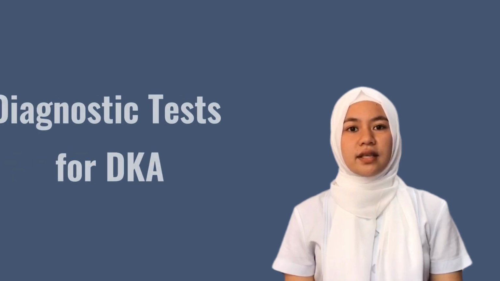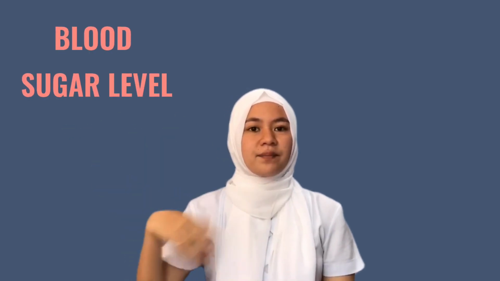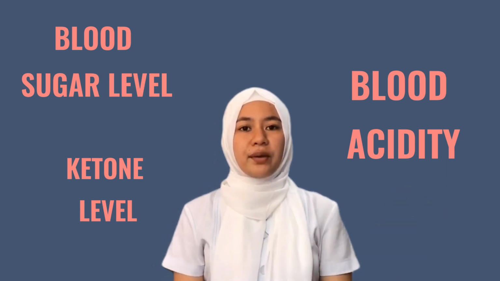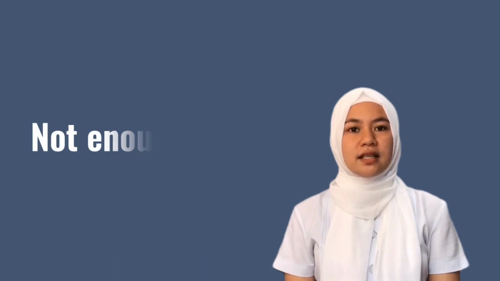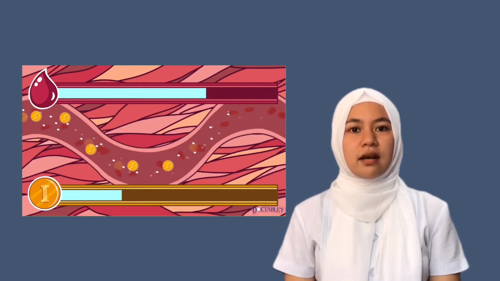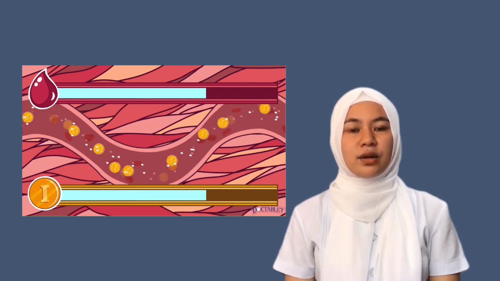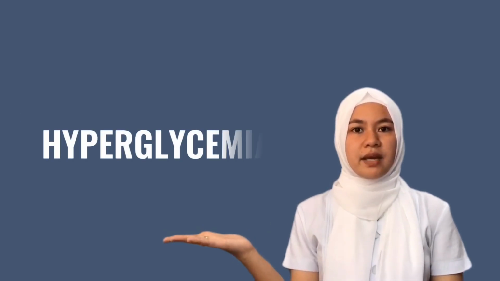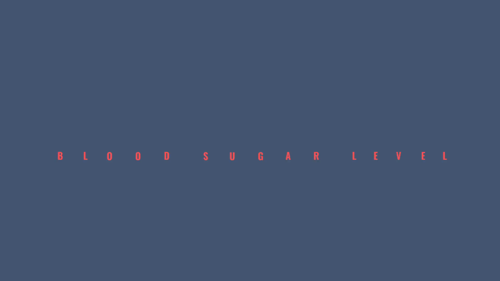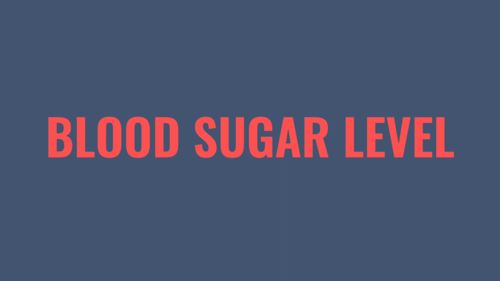What are the diagnostic tests for diabetic ketoacidosis? We need to check the following: the blood sugar levels, the ketone levels, and the blood acidity. So why do we need to check the blood sugar levels of our patients? If there isn't enough insulin in our body to allow sugar to enter our cells, our blood sugar level will rise, or what we call hyperglycemia. As our body breaks down fat and protein for energy, our blood sugar level will continue to rise.